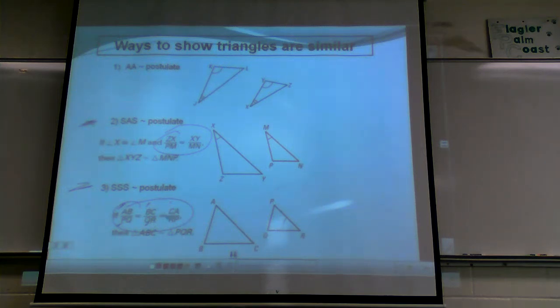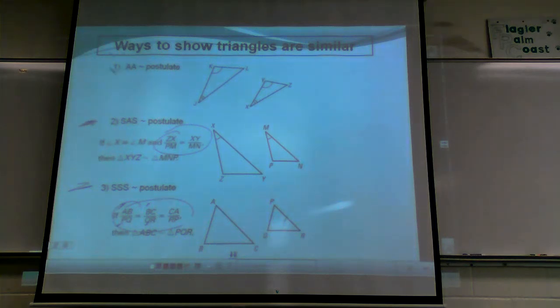I bring it up because a lot of times the triangles will be turned. You can't just look at it and go, oh, these correspond. They might have it flipped. You might not be able to definitely see it right away, especially if all the numbers are really close, then it's going to be hard to tell.